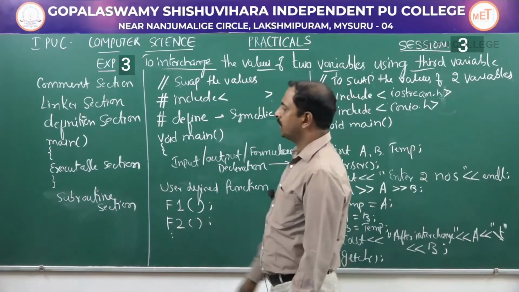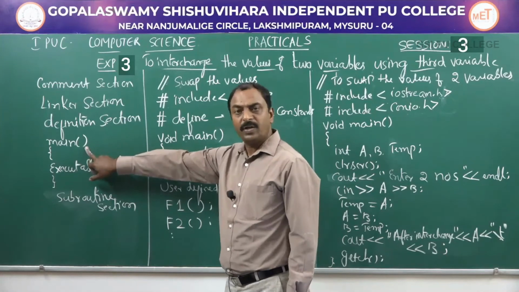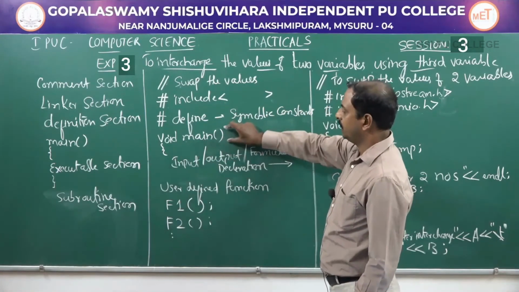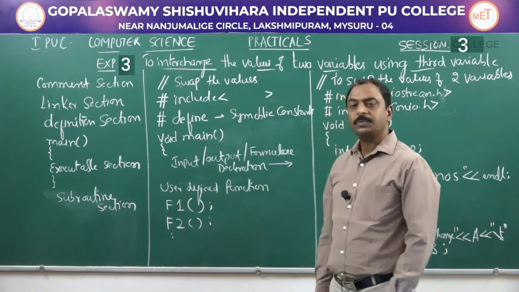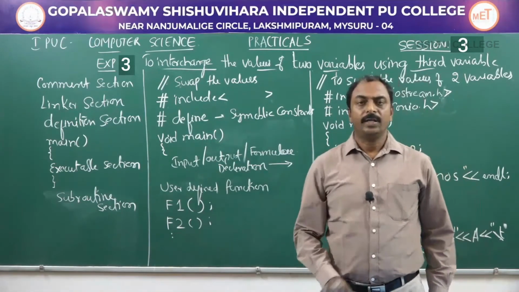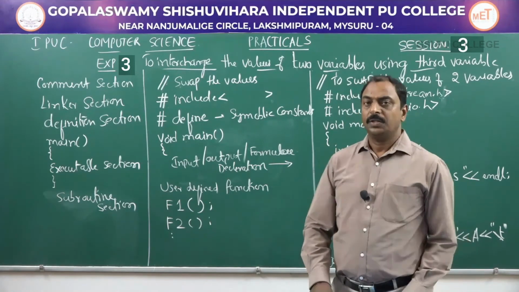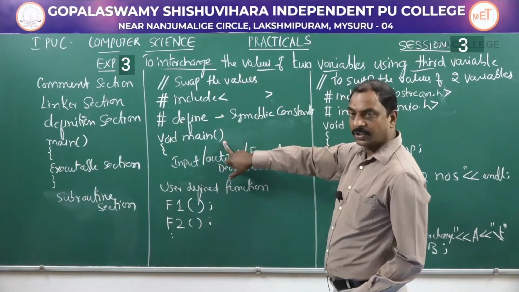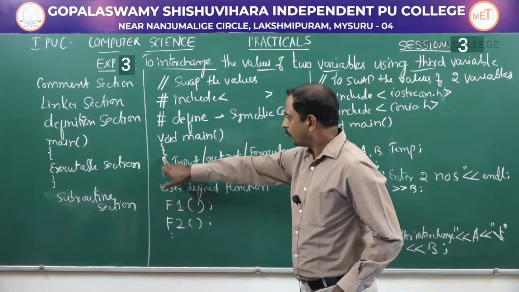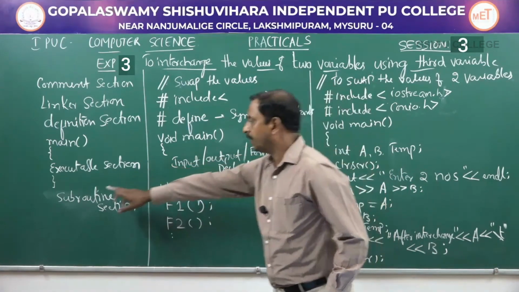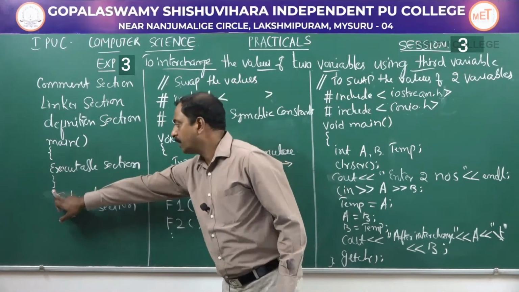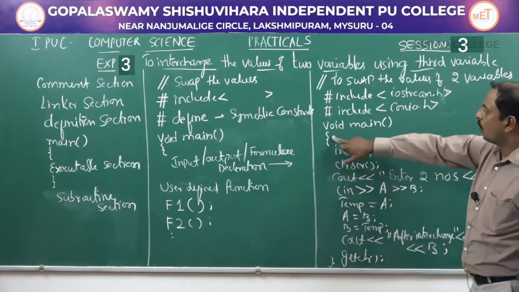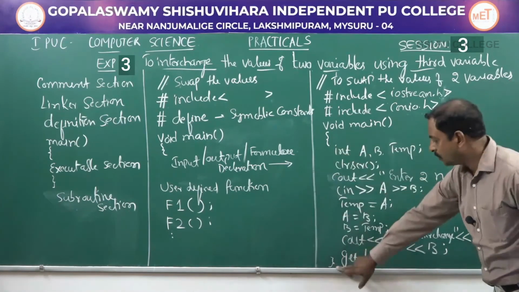The next important section is the main function. It is called the main function. The main function starts with void main, and every C++ program must have one main function. This is a function, so we have to open the braces, and then close the braces at the end of the program. In between, for example, in this example, void main we have opened here and we have closed here.